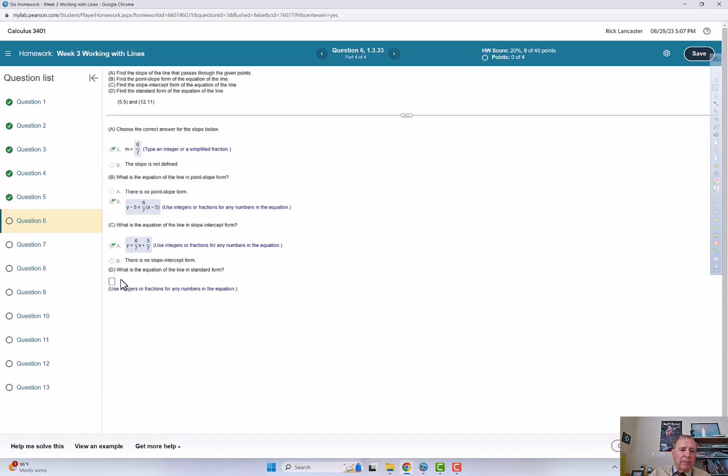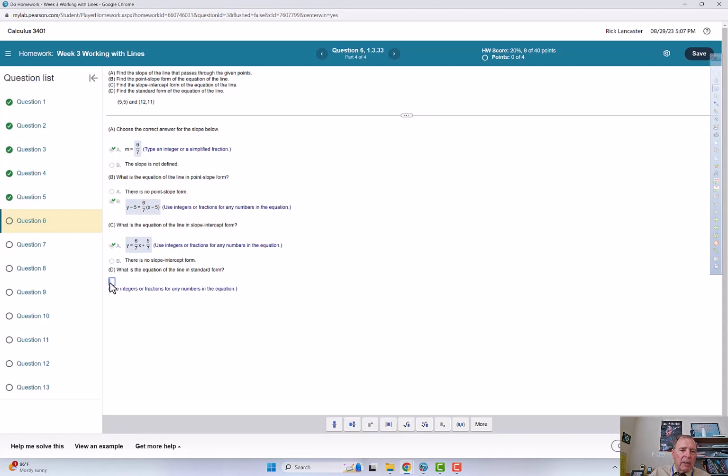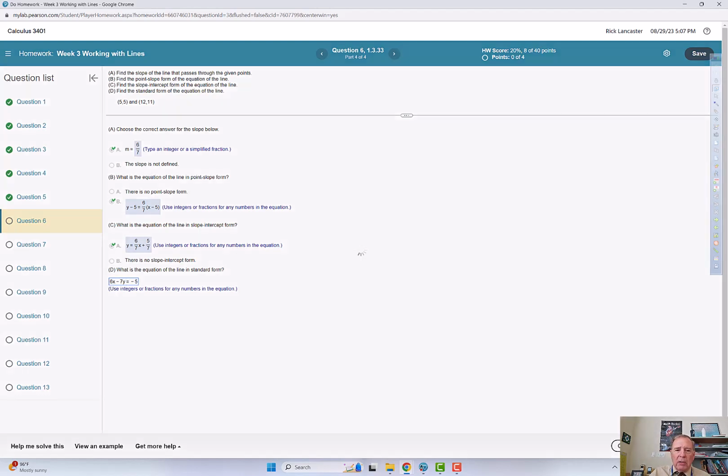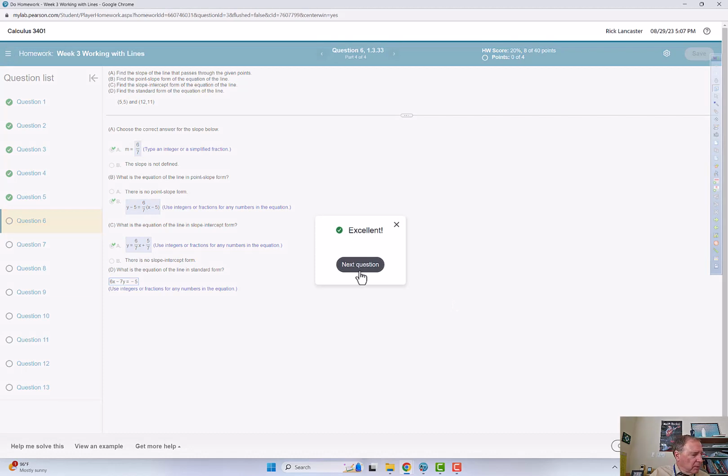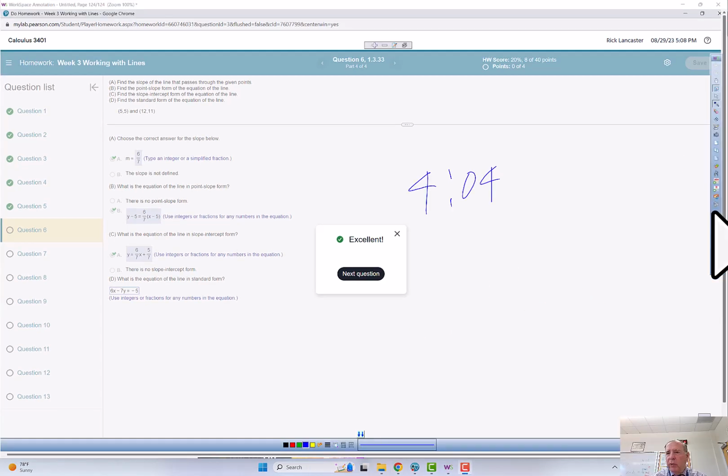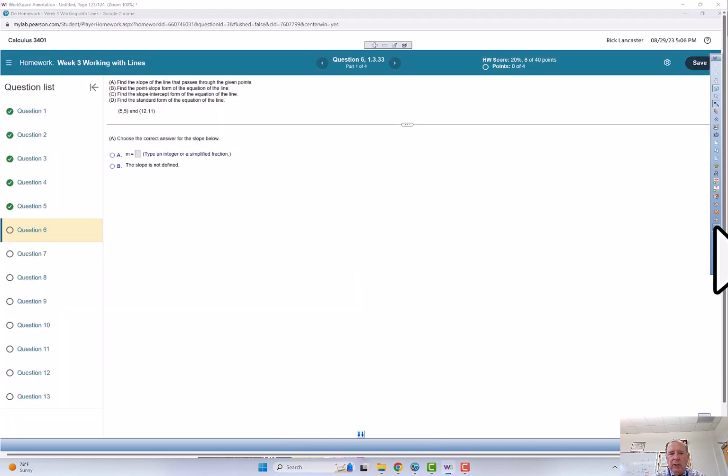Well done. And then what is the equation of the line in standard form? So that's, we came up with 6x minus 7y equals negative 5. Check answer. Excellent. We'll stop there. So that was 4 minutes and call it 4 seconds. So now we're going to redo it using the calculator, starting with the stopwatch.